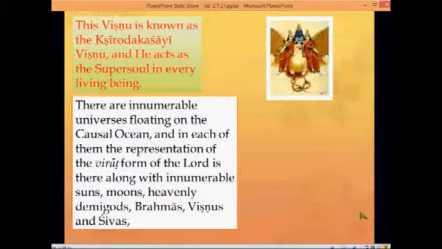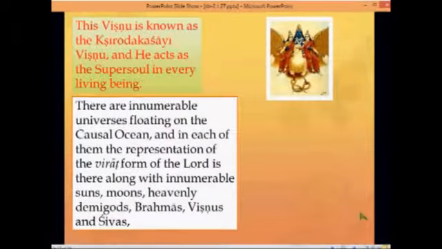The glove with all the little finger puppets on it is not going to do anything without the puppeteer inside. So this Vishnu is everywhere like that. And the Virat Roop is one of the manifestations.